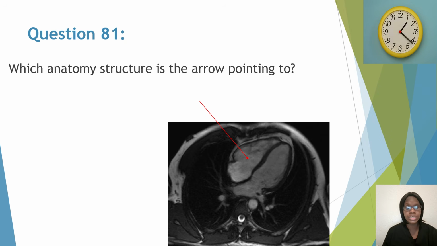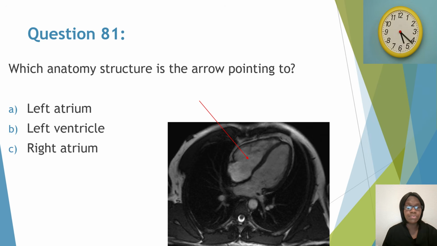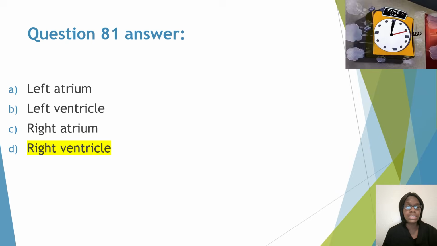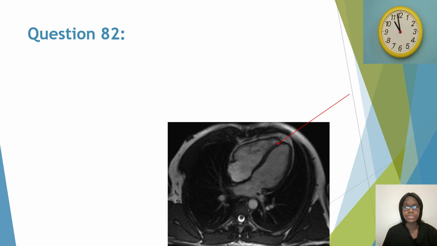Question 81. Which anatomy structure is the arrow pointing to? A, left atrium, B, left ventricle, C, right atrium, D, right ventricle. All right, the correct answer is D, right ventricle.